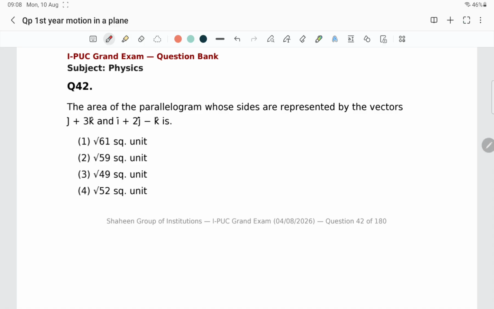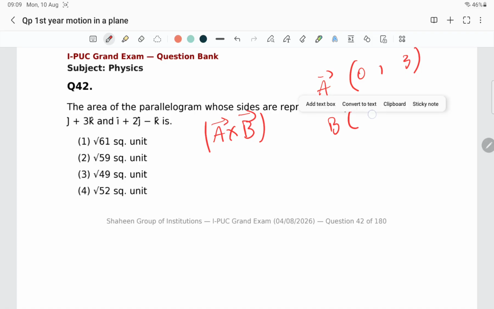So the area of a parallelogram whose sides are represented by the vectors j plus 3k cap, i plus 2j minus k. Area of a parallelogram is given by the magnitude of vector a cross b, isn't it? So for vector a, you have 0, 1 and 3 as the ijk coefficients. And vector b, you have 1, 2 and minus 1. These are the coefficients.